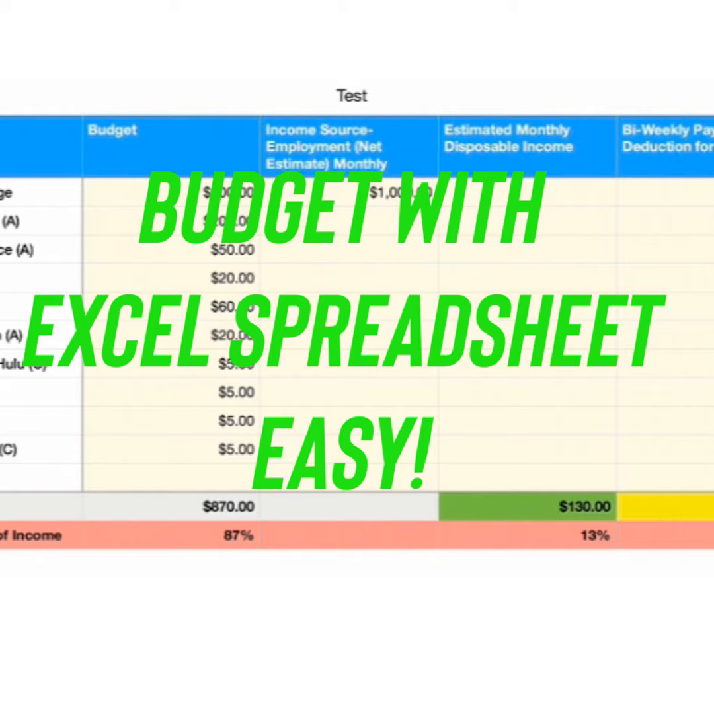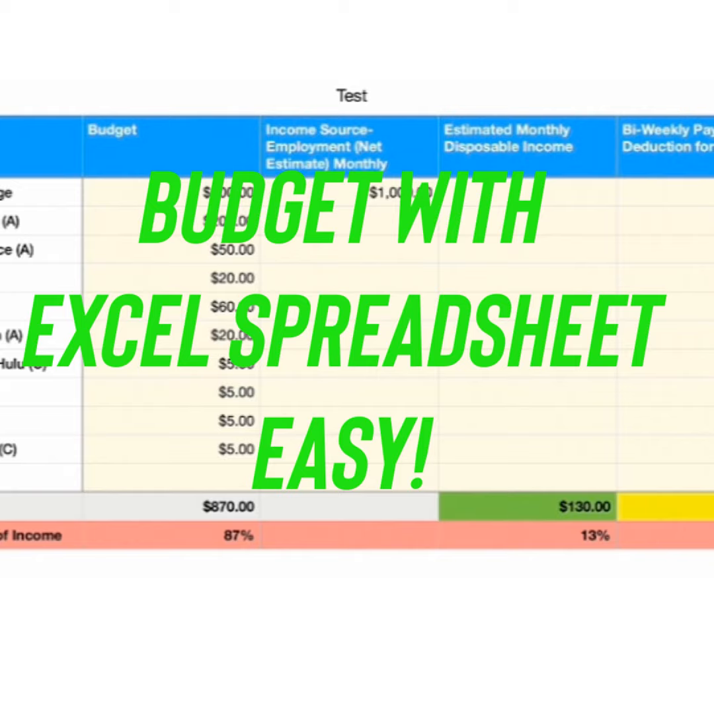And if you look in the bottom left hand corner, just by taking the amount of bills that you have divided by your income is how you come up with the percentage of how much your bills are, the percentage that your bills are using of your income. Now, your disposable income is 13% of your income. That means you are left with 13% after all your bills are paid.